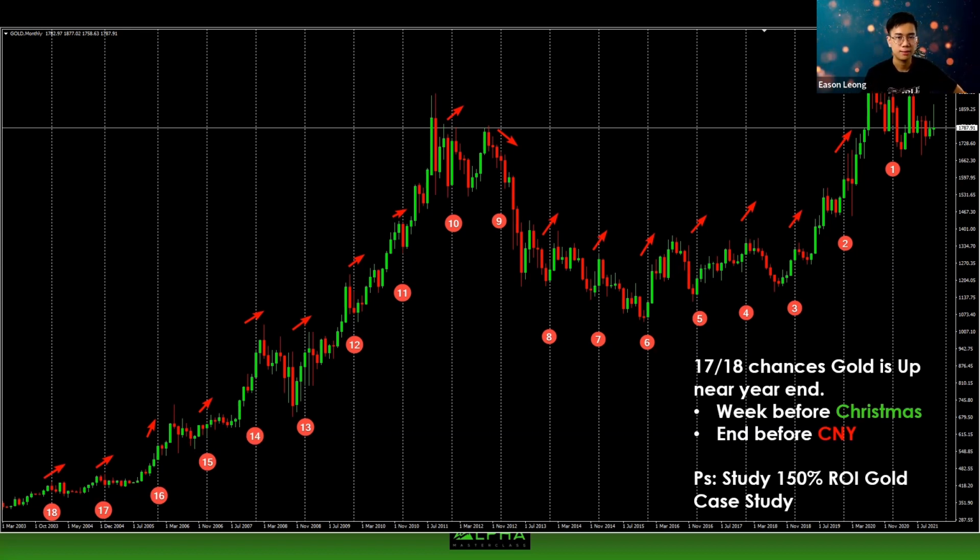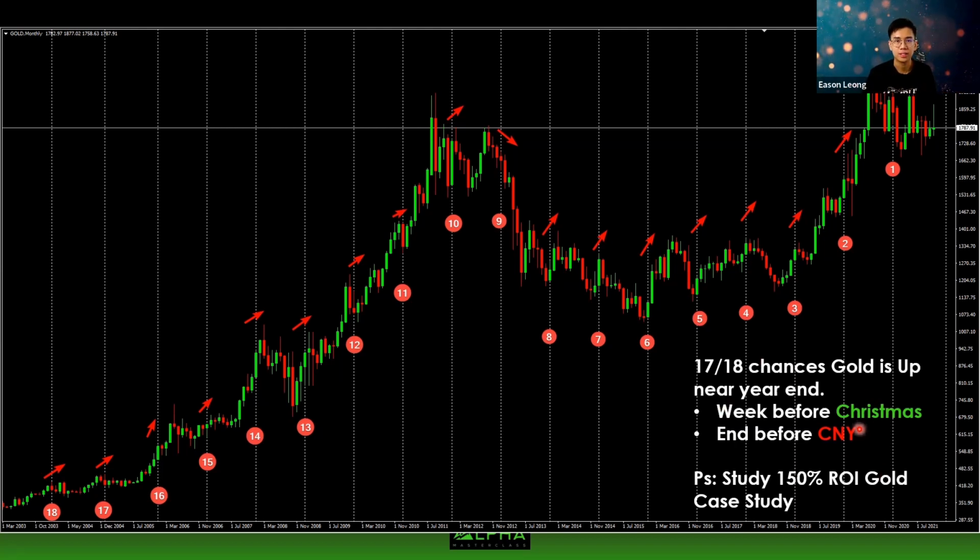So this is the case study. We have studied all the way back to 2003. Almost every single year, near the year end, before Christmas, the market is going to start to go up already. And by the end of the Chinese New Year, the market will start to stop and then pull back down. So this is something that you guys need to be aware of.